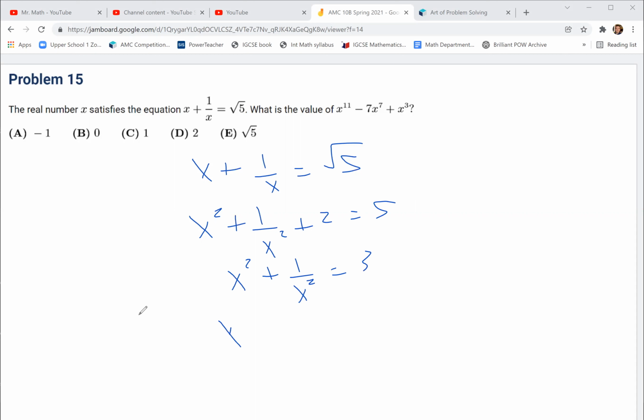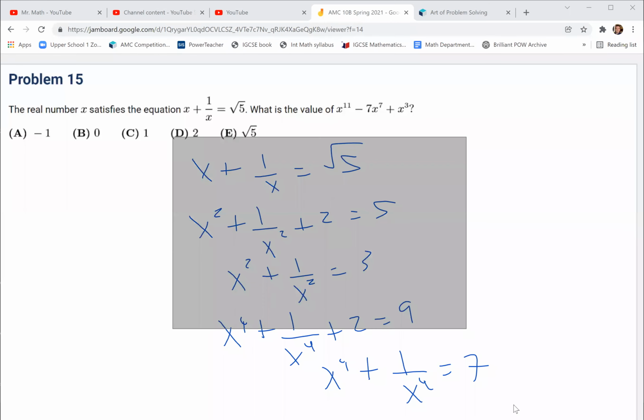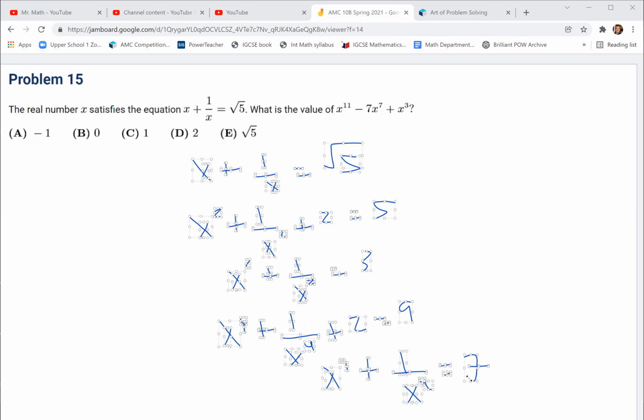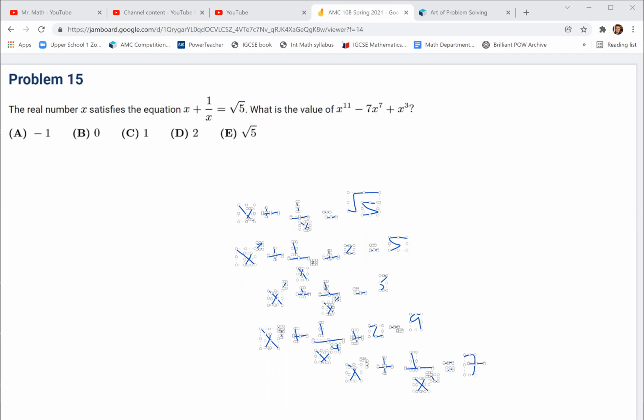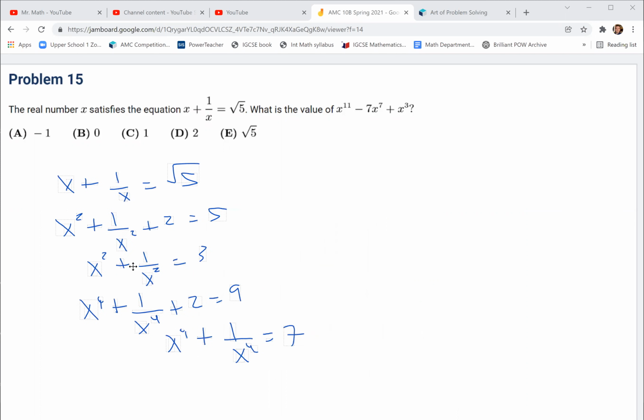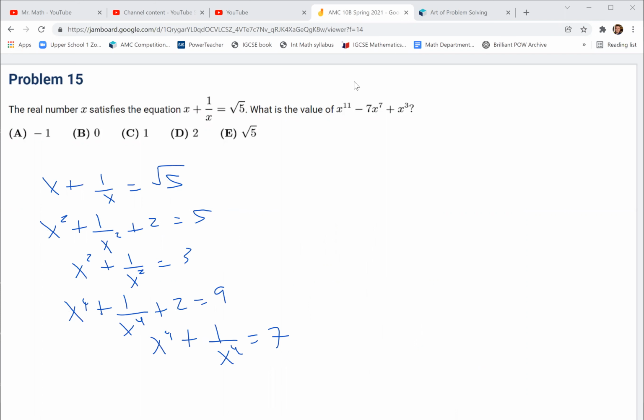And now we can square this again and get x to the power 4 plus 1 over x to the power 4 plus 2 equals 9, or x to the power 4 plus 1 over x to the power 4 equals 7. I've seen this trick before, so I know about that part, right? So the trick from here is to notice that if you look at the expression that we're trying to find, x to the power 11 minus 7x to the power 7 plus x to the power 3, you'll notice that there's some symmetry here, right?